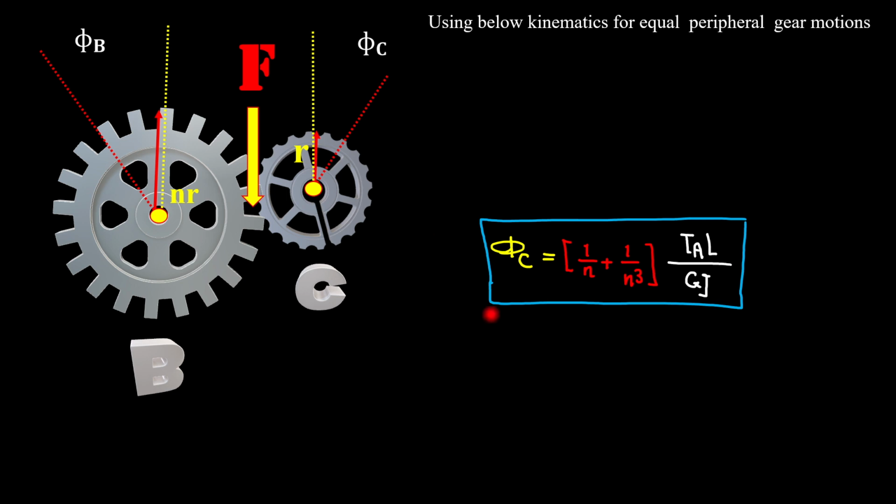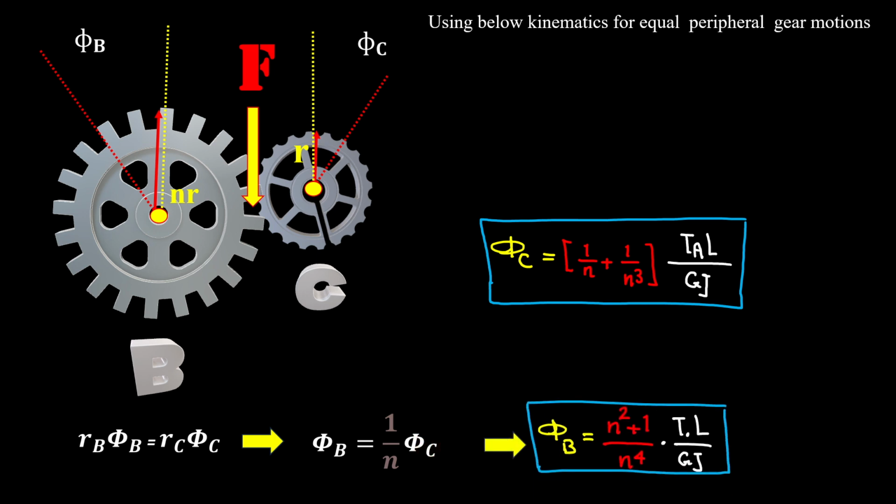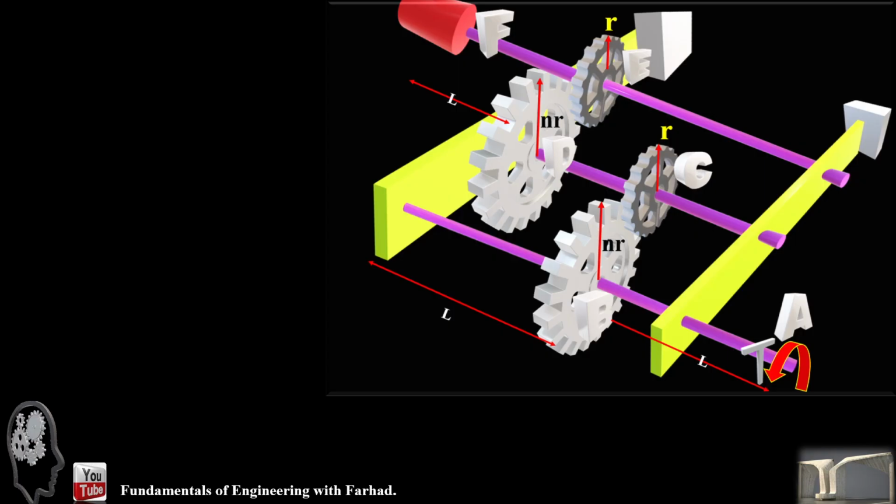We already calculated what phi_C is. The same equation R_B phi_B is equal to R_C phi_C, and it just gives us phi_B is equal to 1 over n times phi_C. And if you replace this equation in this one, it just gives you phi_B is equal to this equation. Then we started from F to E to D to C to B. Now let's move from B to A and the problem is over.